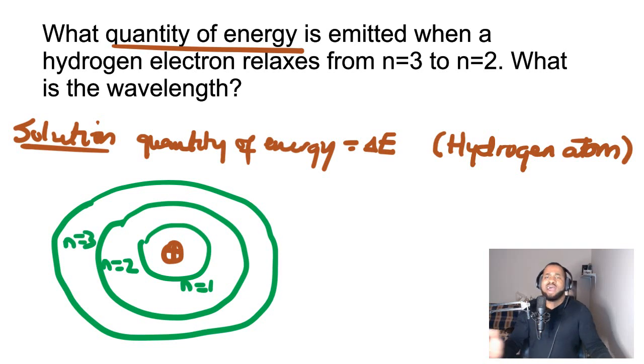And you're asking why 3? The reason we're dealing with 3 as the maximum n value is because this question says that the electron of the hydrogen relaxes from n equals 3 to n equals 2. So we're dealing with these two energy levels right here, the first one here, and the other one right there. So what is happening here?